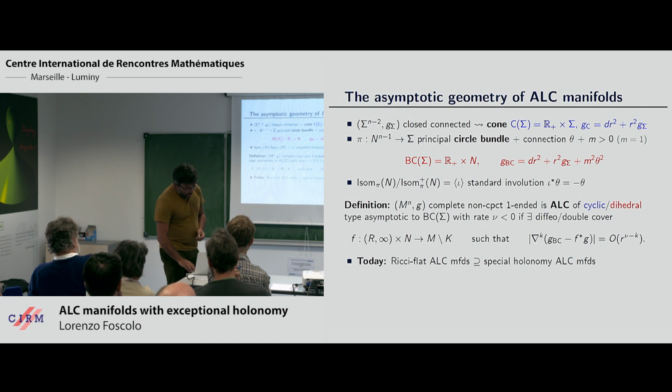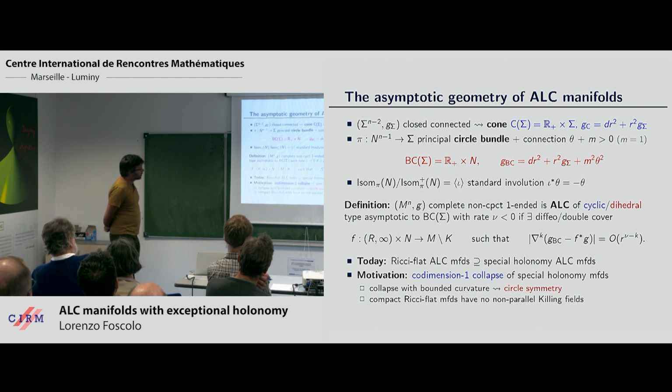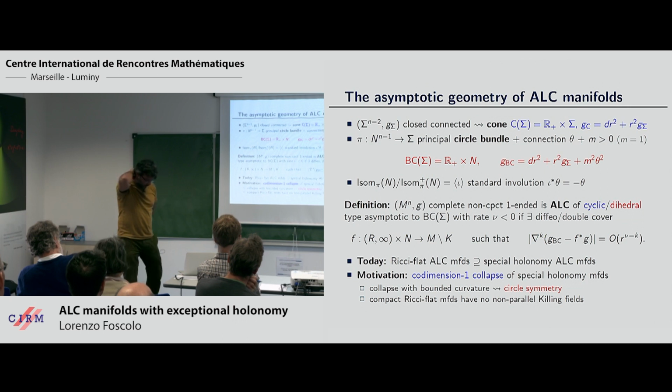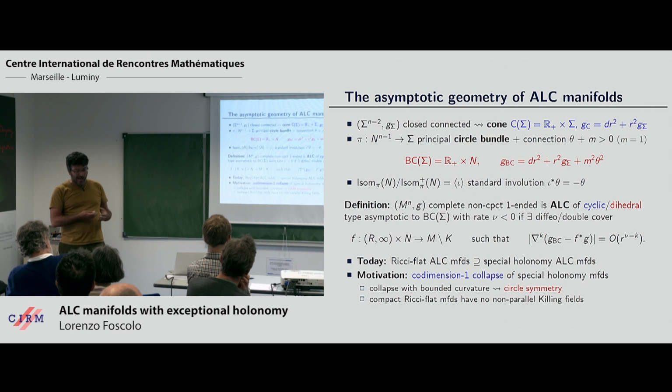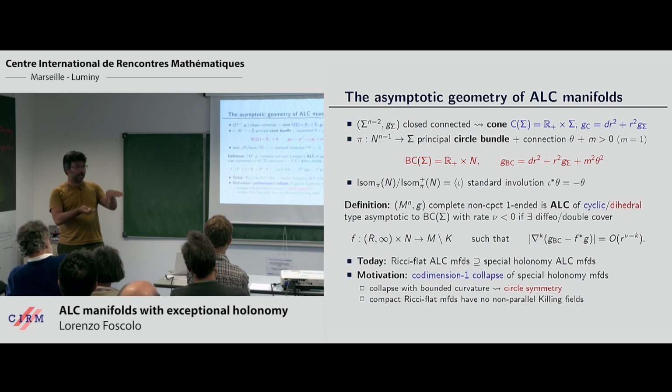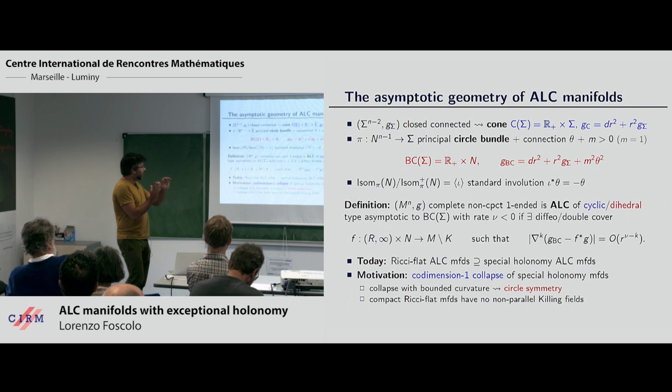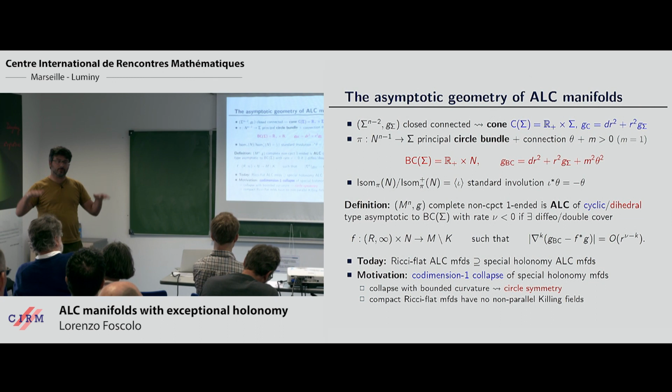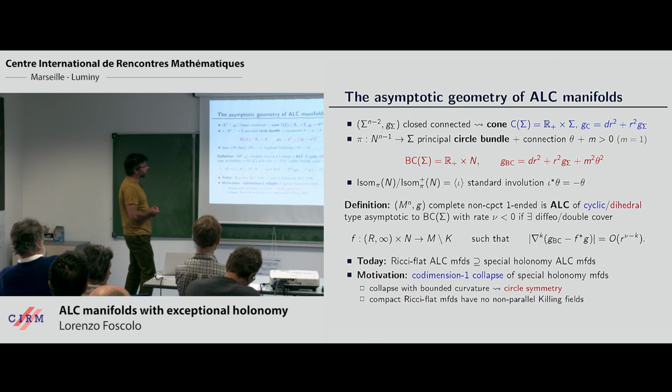So the motivation for looking at this particular asymptotic geometry on my side is that we're interested in trying to understand what happens to compact manifolds with special holonomy as they undergo codimension one collapse. So you look at sequences of compact n-dimensional manifolds that Gromov-Hausdorff converge to an (n-1)-dimensional limit. And this ALC geometry, you could imagine as providing some non-compact model for this behavior.